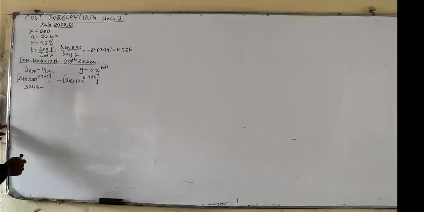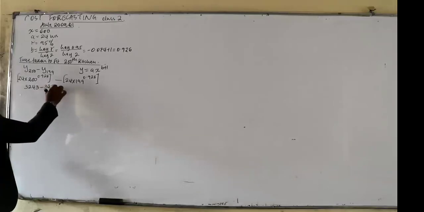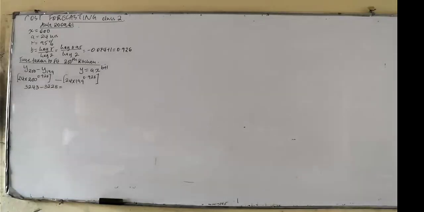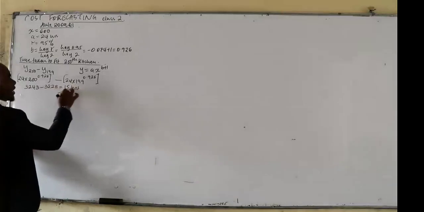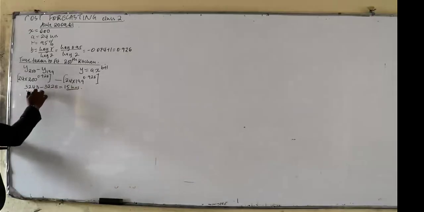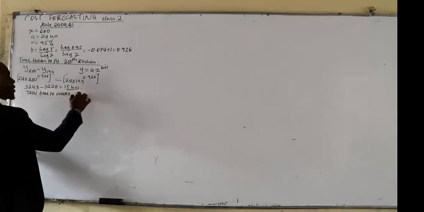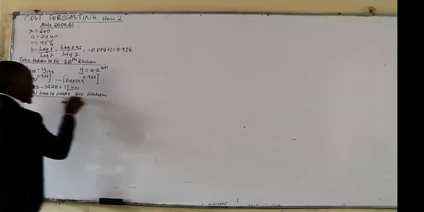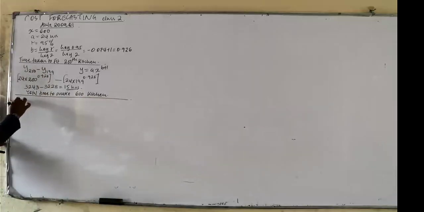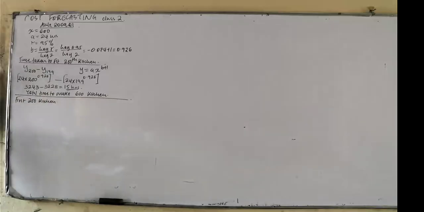Sorry? That 228. Now give me the difference between the two. 15 hours. So therefore, the total time to make 600 kitchens will be: the first 200 kitchens, we require how many hours?